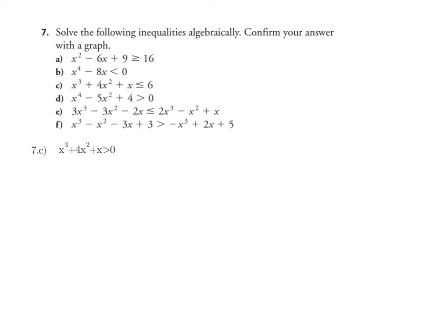All right, first thing we want to do is factor this polynomial. When factoring, you always want to take out your common factor first. So this has an x, take it out. So you get x squared plus 4x plus 1, all times x.